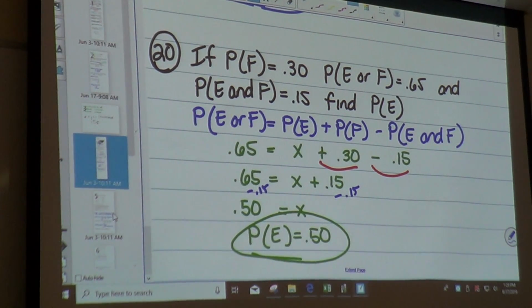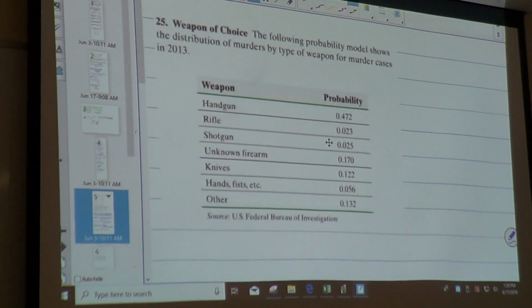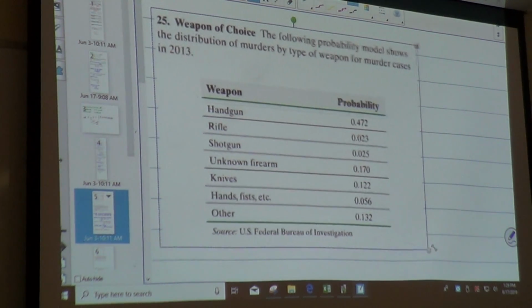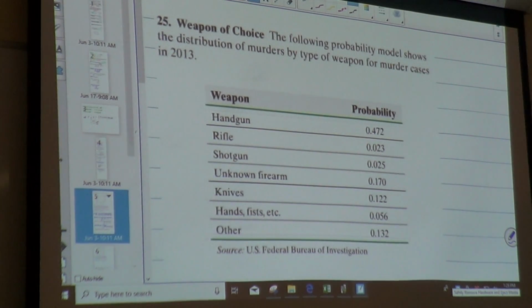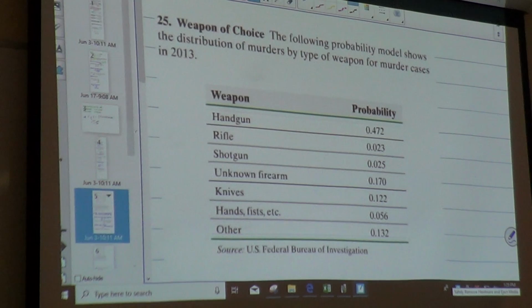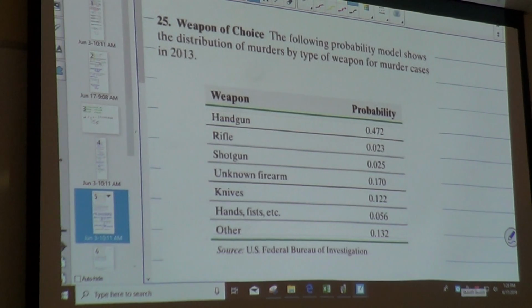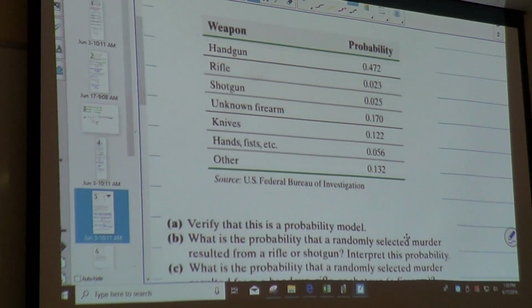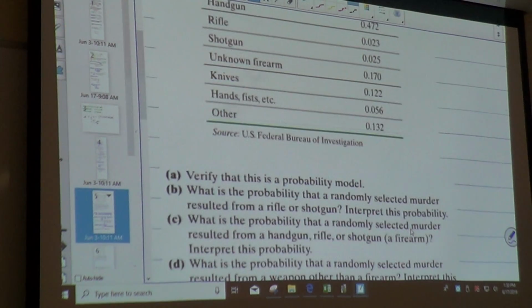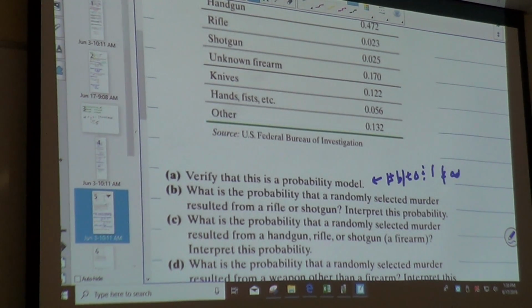All right, gambling and guns. We're going to a gun problem. We have a probability distribution, which means all of our probabilities are between 0 and 1. If we added all of those up, it would add up to 1. These are how some murders took place. It says verify that it is a probability distribution, and the way that we verify is that our numbers are between 0 and 1, and that they add up to 1.